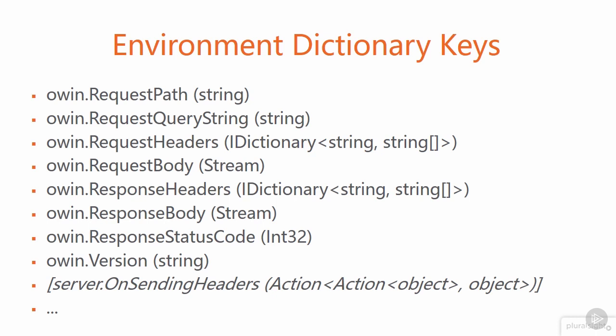It also contains an OWIN.version that will contain the OWIN version that the server supports. This makes it possible to add new features to the OWIN specification in the future and have your application check the OWIN version to verify whether or not a feature is available on that specific server.